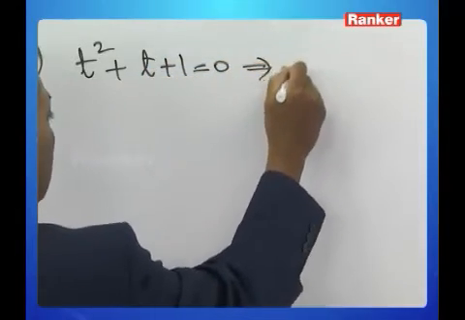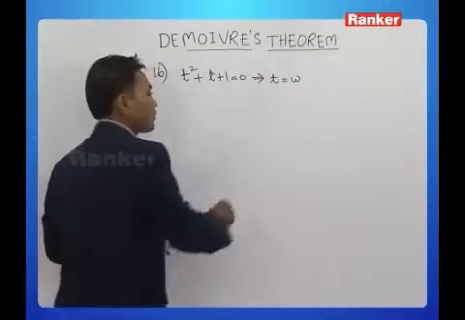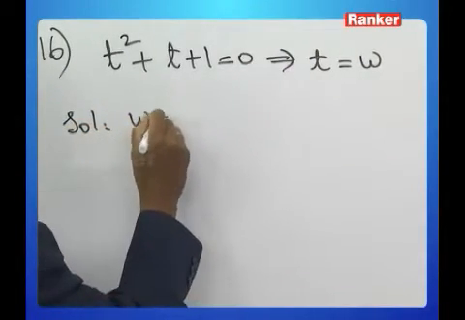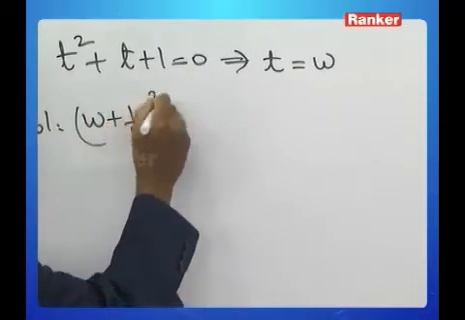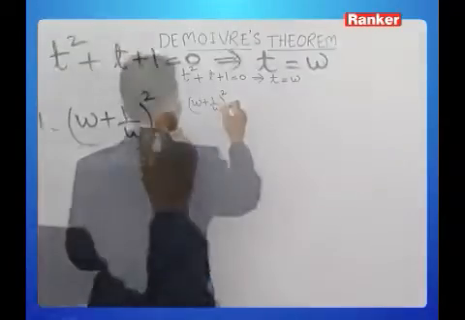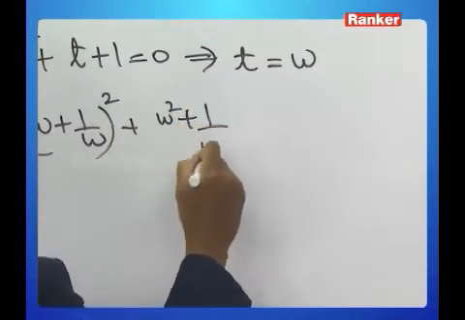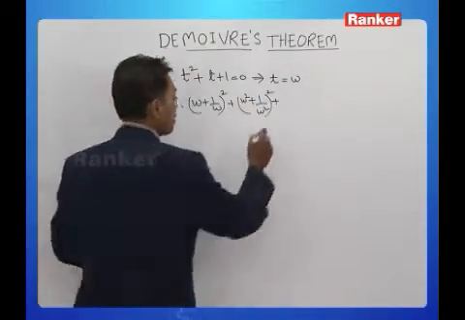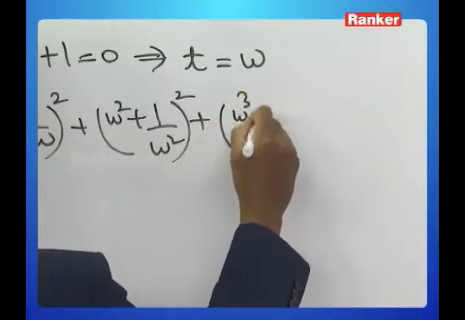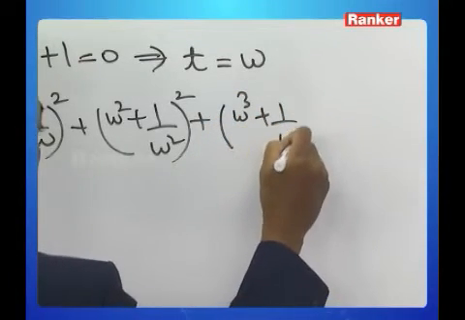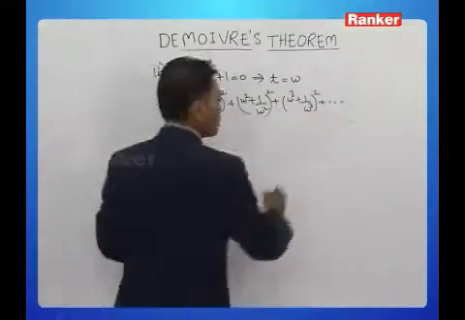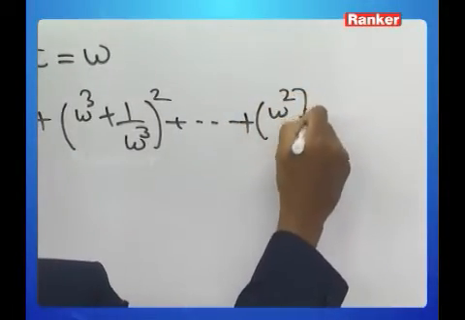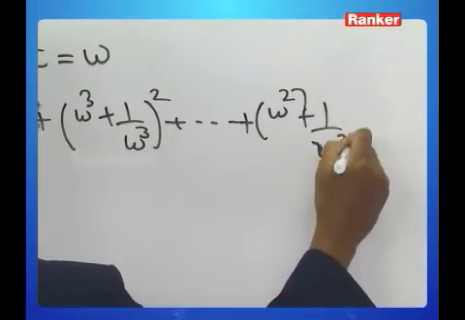So it is very clear, t is equal to omega. Now it is given (t plus 1 by t) whole square, plus (t square plus 1 by t square) whole square, plus (t cube plus 1 by t cube), that is (omega plus 1 by omega) whole square, (omega square plus 1 by omega square) whole square, (omega cube plus 1 by omega cube), up to t power 27, that is omega power 27, whole square.